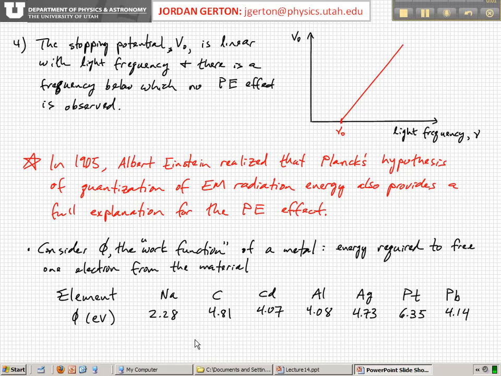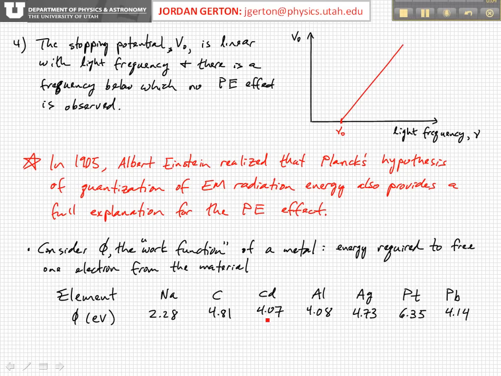Okay, so here I've finished writing down the list of the work function phi in electron volts. Cadmium 4.07 electron volts, aluminum very similar, silver 4.73, platinum 6.35, lead 4.14. So how does this help us understand the observations?